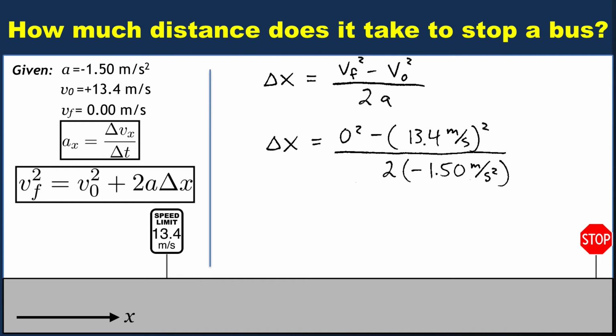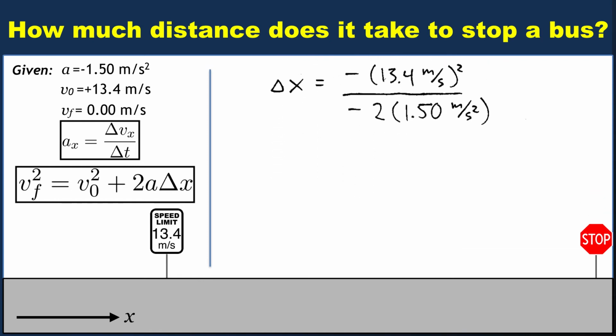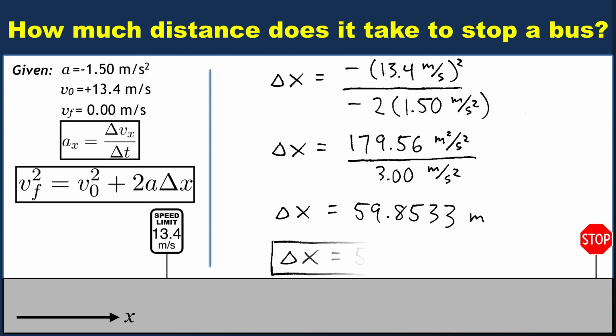And now let's simplify this expression. So we get rid of the 0 squared, we'll cancel the negative signs, and square 13.4 meters per second. Now you can see that the units of this are going to be meters squared per second squared, divided by meters per second squared. The only thing left will be meters, which is of course what we expect when calculating a displacement. So we get 59.8533 meters. Let's round it off to the appropriate 3 significant figures to see that delta x equals 59.9 meters.